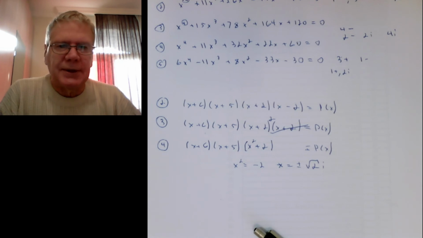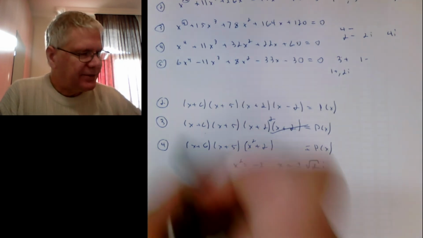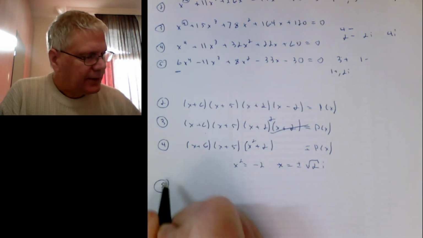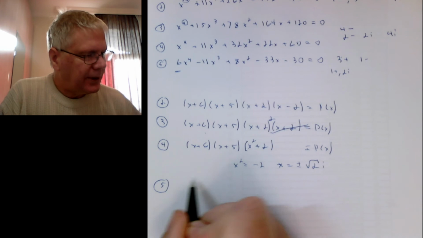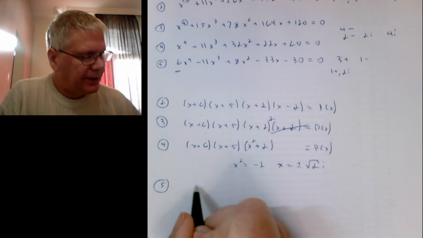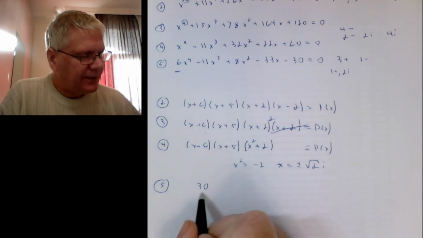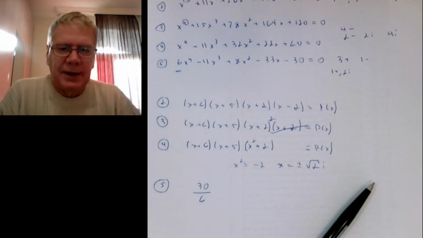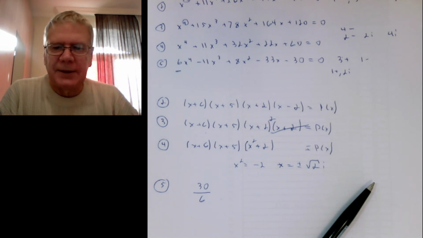So our last function here involves a leading coefficient. So in the leading coefficient, my possible roots are going to be factors of 30 over the factors of 6. And so let's take a look at how to do that on the spreadsheet.